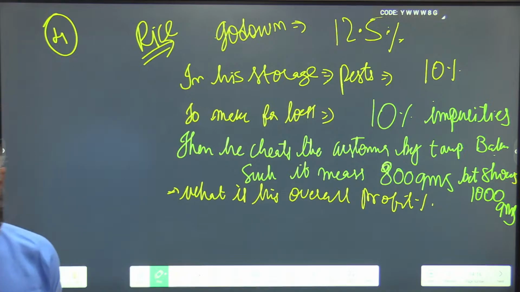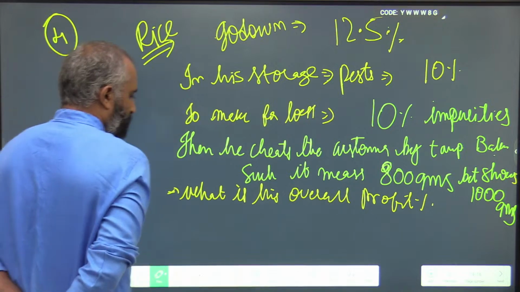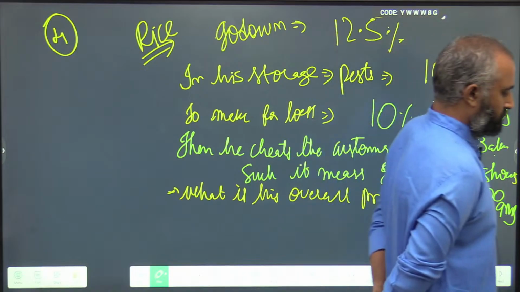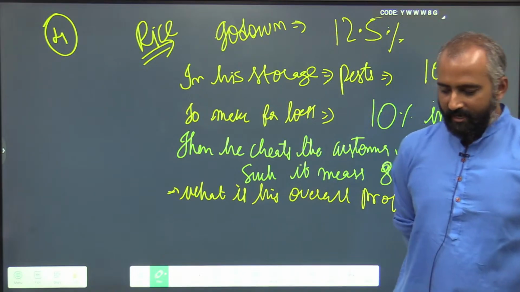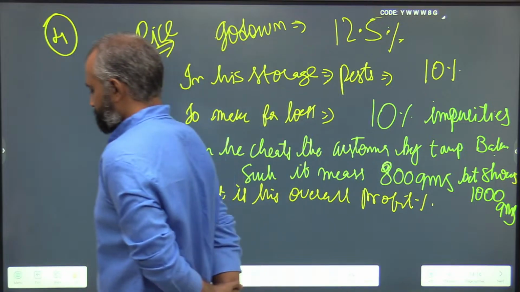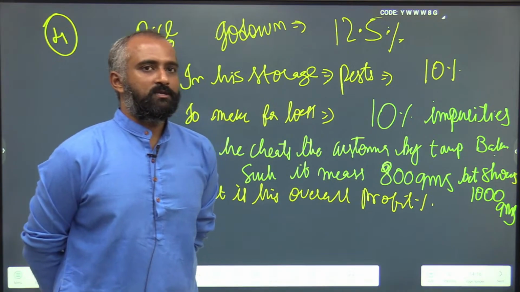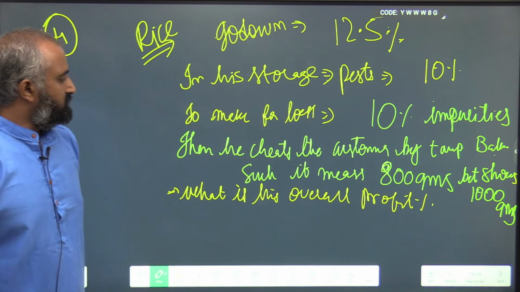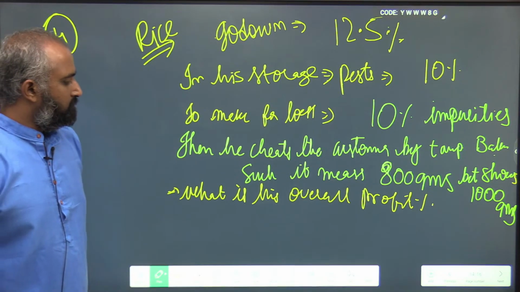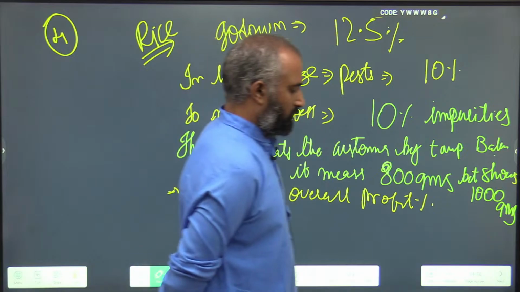Okay. And he cheats the customer by tampering the weighing balance in such a way that it measures only 800 grams but shows 1000 grams. When you weigh 800 grams on it, it shows 1000 grams. Okay. What is his overall profit percentage?